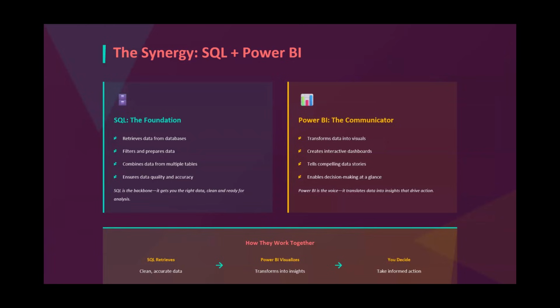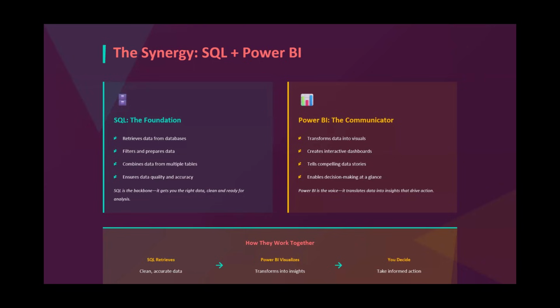So I told you that SQL is like a foundation, because that's what you use to collect your data. That's what you use to extract your data from the database. It is the tool that you use to go to the database, check for the right ingredient, clean it up and bring it to the kitchen. And then Power BI will now help you to communicate. So it's the communicator. It takes those clean ingredients that you have and turns them into an insightful meal. I told you earlier about going to a restaurant and all that. So that's what I'm saying right now.